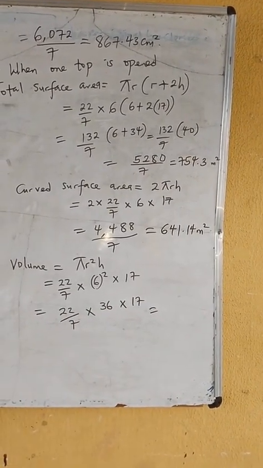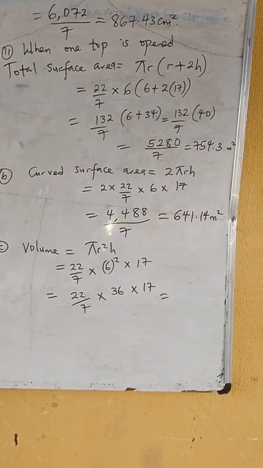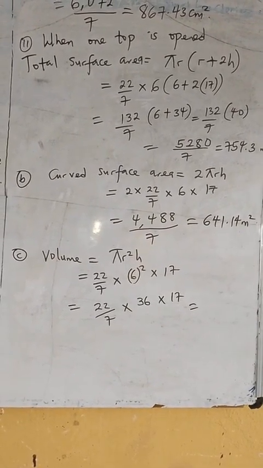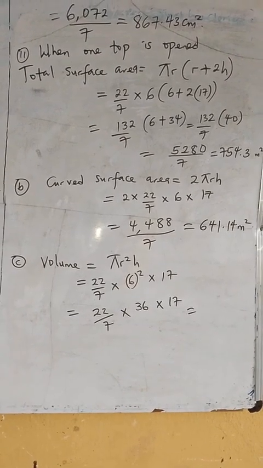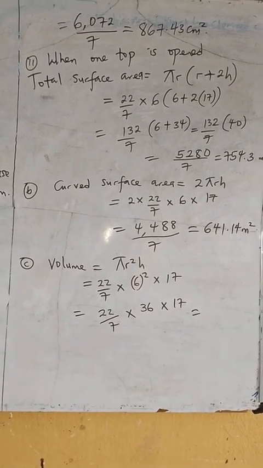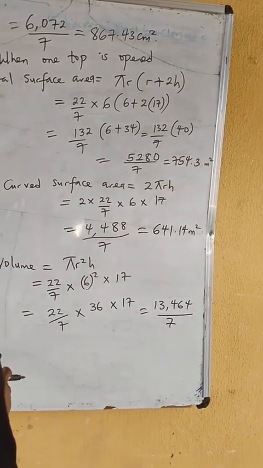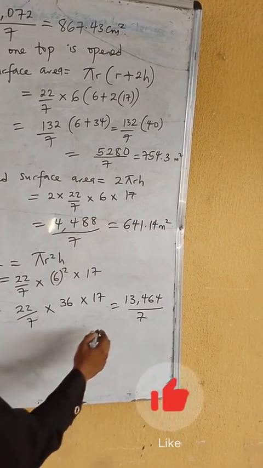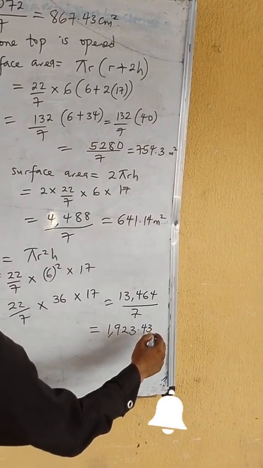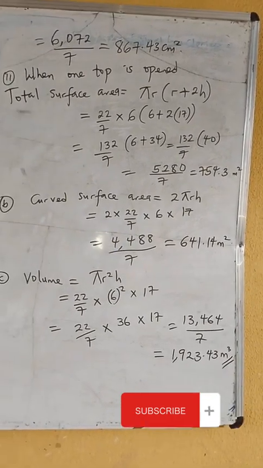We are going to multiply 22 by 36 times 17. 22 times 36 times 17. So we are going to have 13,464 divided by 7. And by the time we divide it by 7, the result will be 1,923.43 meter cube.